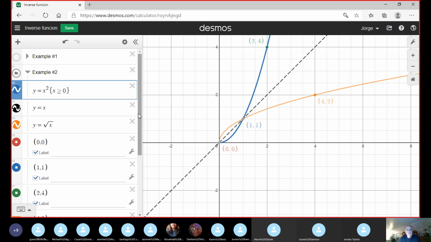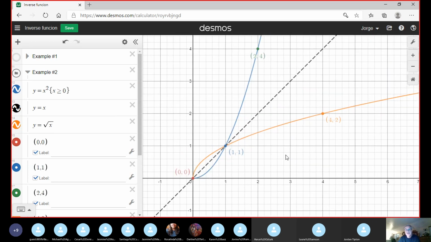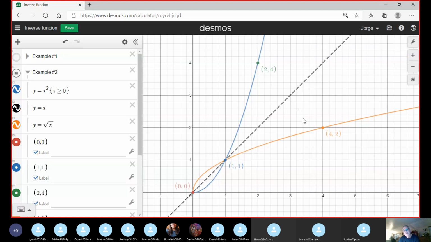Typical point, 0,0 is common. 1,1, by the way, is common. And another point, look at the specification, 4,2 and 2,4. Why? Because in the blue, 2 squared is 4. Nice. And in the orange, the square root of 4 is 2. And you see that both points are symmetric with respect to the line y equals x, which represents the identity. 1,1 is a coincidence. 0,0 is a coincidence.